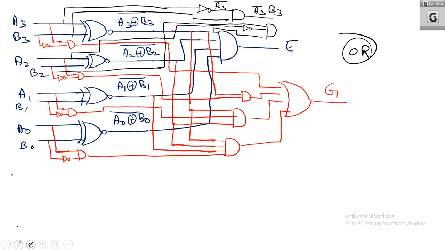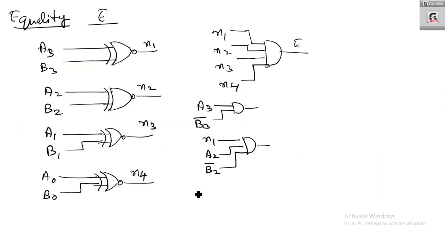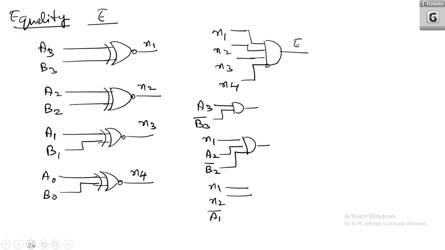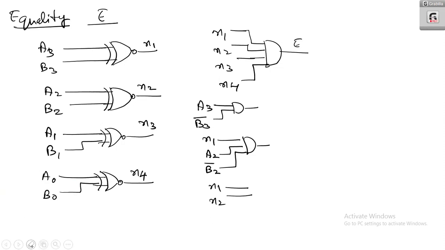Then next one. H1, X2, A1, B1 bar. H1, X2 is there. Then A1, sorry, A1, B1 bar. This is A1, B1 bar, right? If I am ANDing these four, you will get that.